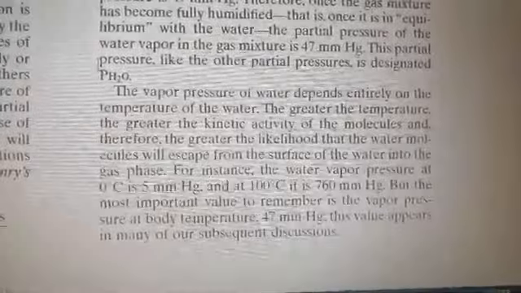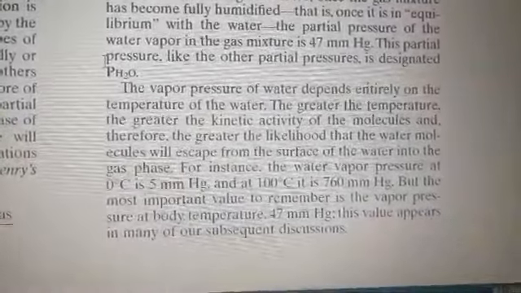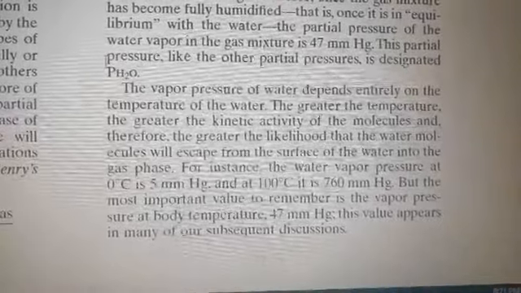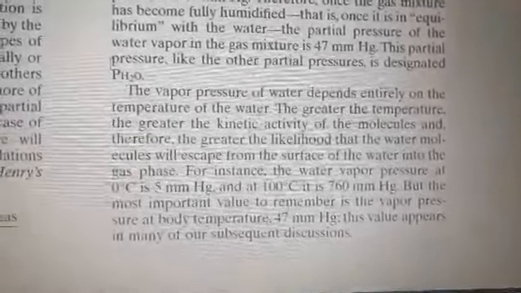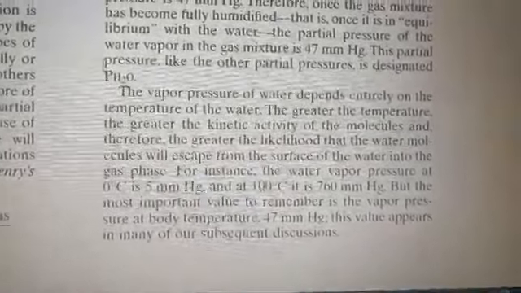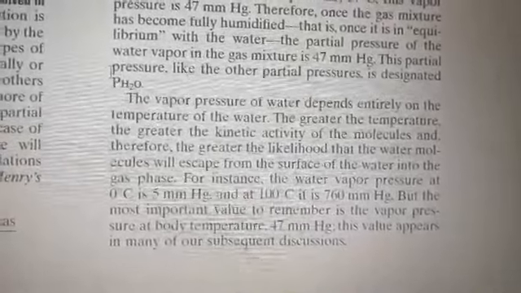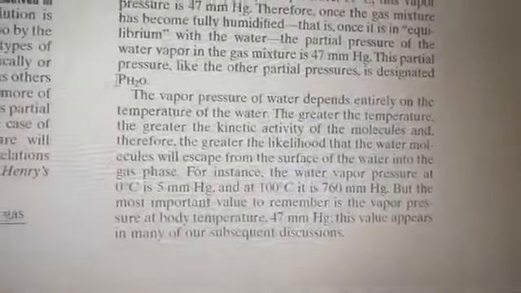And the vapor pressure is entirely dependent on the temperature. As the temperature becomes higher, there is more kinetic activity of the molecules, and it leads to more vapor pressure. For example, at 0 degrees, the vapor pressure is 5 millimeters of mercury, while at 100 degrees C, the vapor pressure is 760 millimeters of mercury. But you should remember 47 millimeters of mercury vapor pressure at body temperature, that is 37 degrees C.